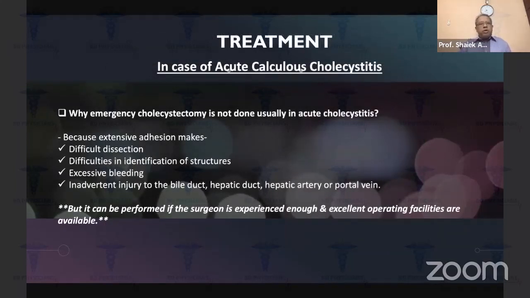So in acute calculous cholecystitis, why is emergency cholecystectomy usually not done? This is the normal terminology asked in the exam. My thinking is these are the previous conceptions; the new conception is, if you are expert enough, you can do it. But for the exam you must remember: extensive adhesions make dissection difficult, with difficulty in identification of structures, excessive bleeding, and inadvertent injury to the bile duct, hepatic artery, or portal vein. But it can be performed if the surgeon is experienced enough and excellent operating facilities are available.